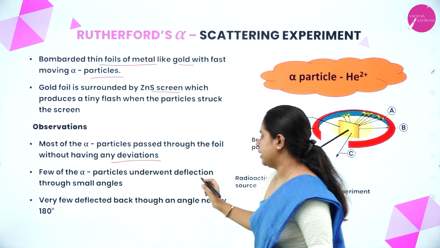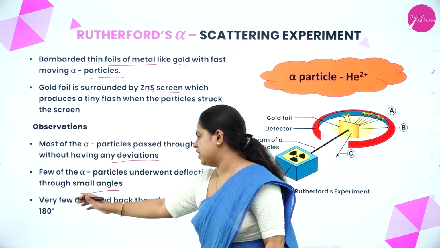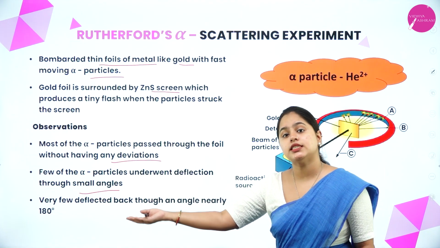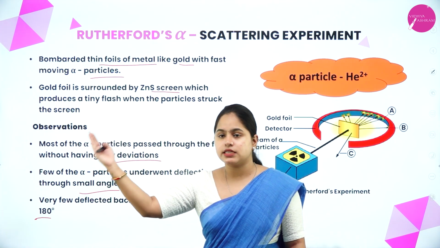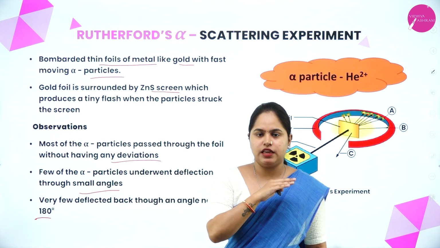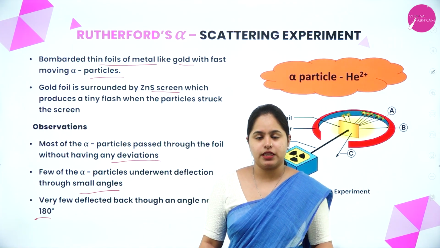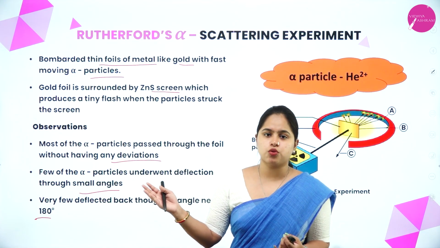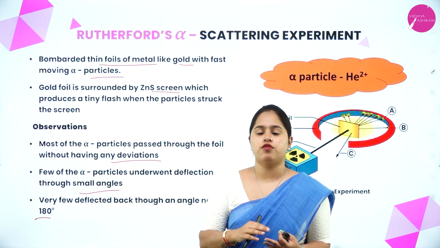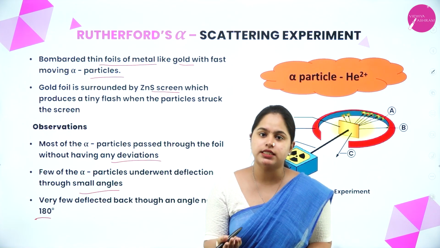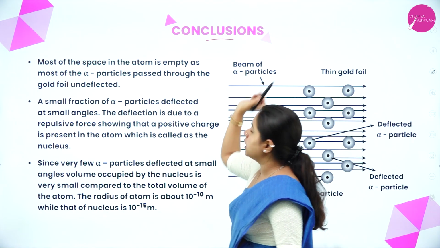Now, a few of the alpha particles underwent deflections through small angles. And the third observation was that very few of the alpha particles deflected back through an angle of nearly 180 degrees. If it went this way, it returned exactly the same way, deviated back. So these were the observations from his experiment: most of the alpha particles passed through the gold foil without any deviation, a few deviated at small angles, and very few deviated back at 180 degrees. From these observations, he was able to make his conclusions.